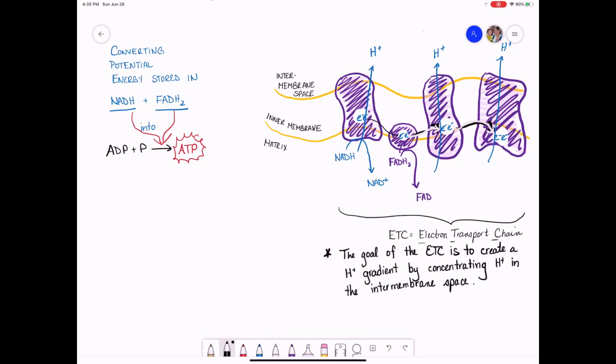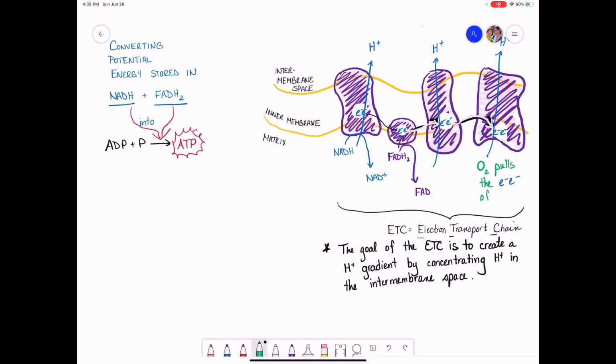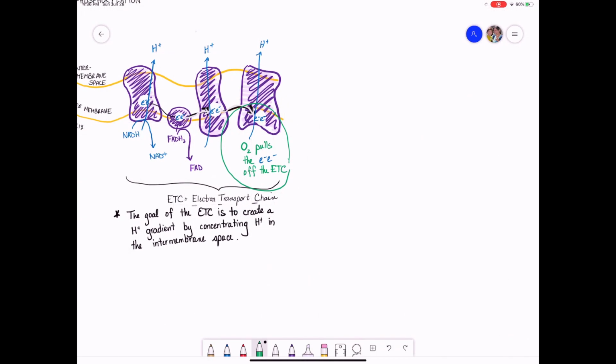Now that we've looked at that, let's take a look at what happens when the electrons reach the end of that chain. Here is where oxygen comes in. Oxygen is known as the final electron acceptor. And what that means is oxygen is responsible for yanking those electrons off the chain and therefore allowing the continuous flow of electrons through the chain. So let's briefly take a look at the chemical reaction involved.